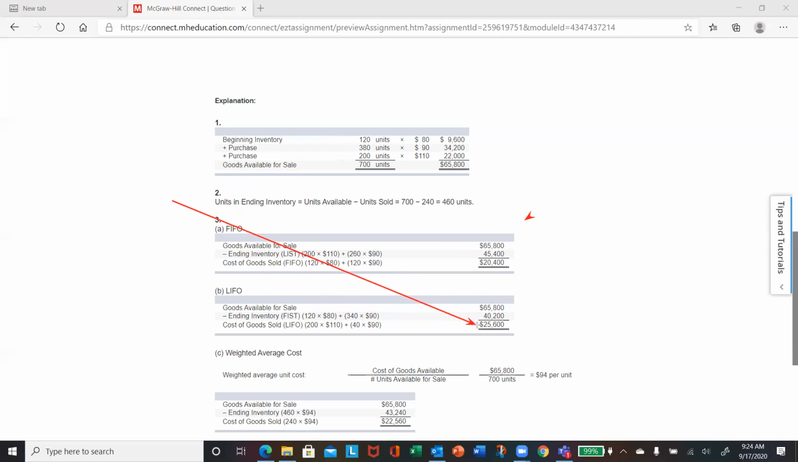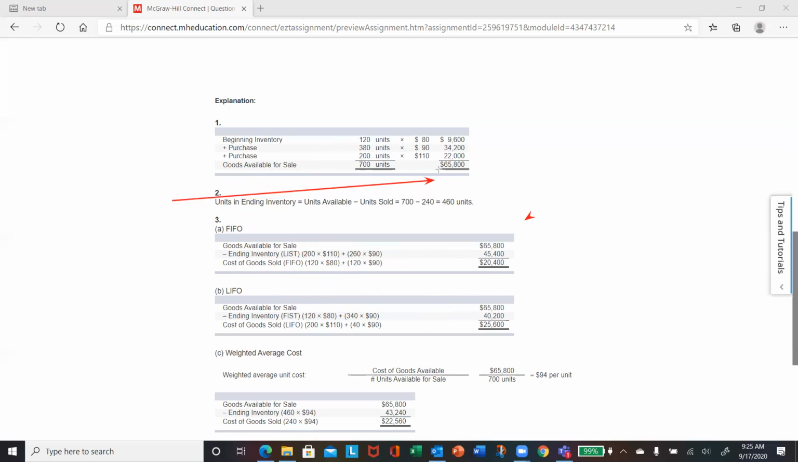If you want to do it backwards to get your individual cost of goods sold, you could just take 200 at 110, which you're doing right there, and then another 40 from this pool at 90, right there. And that's another way you can prove that that is your cost of goods sold.